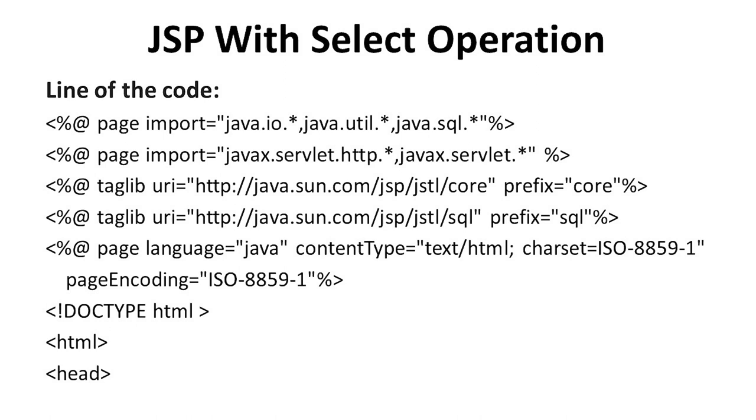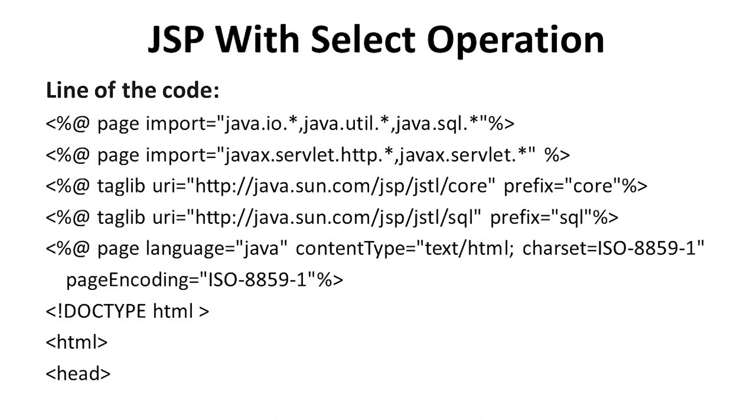java.sun.com/jsp/jstl/core" prefix="c" %>, and in the next line <%@ taglib uri="http://java.sun.com/jsp/jstl/sql". Here we use prefix="sql" %>.